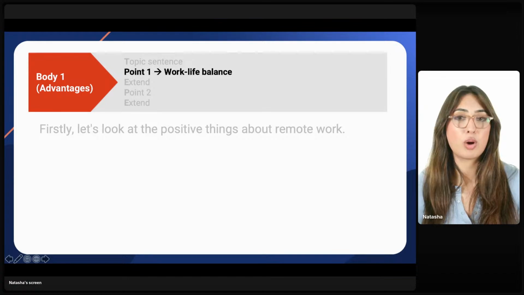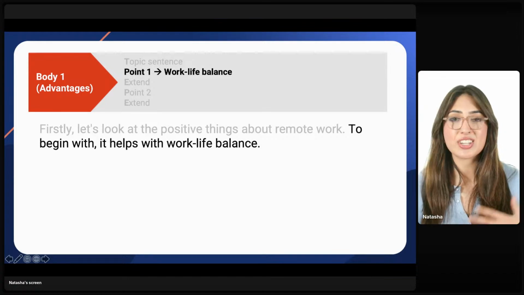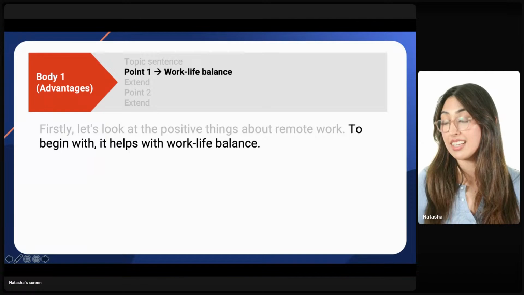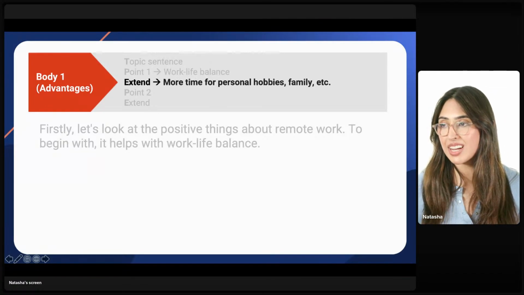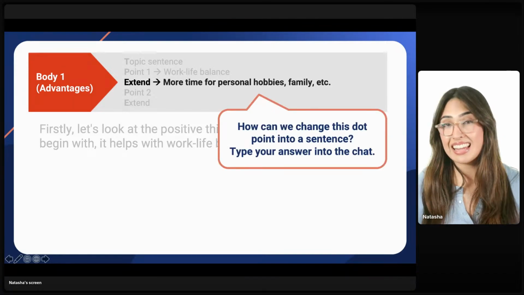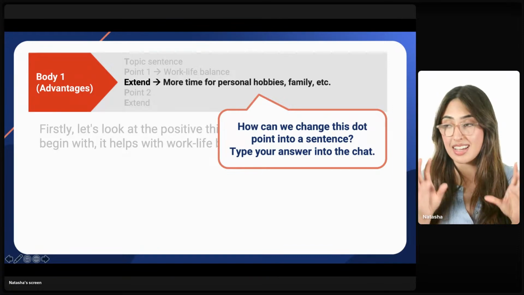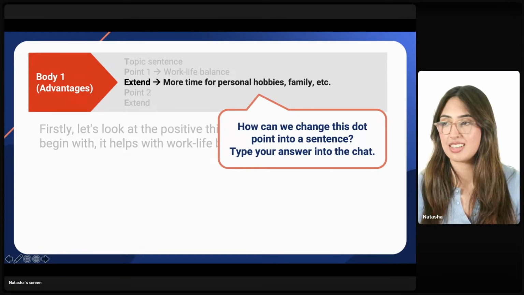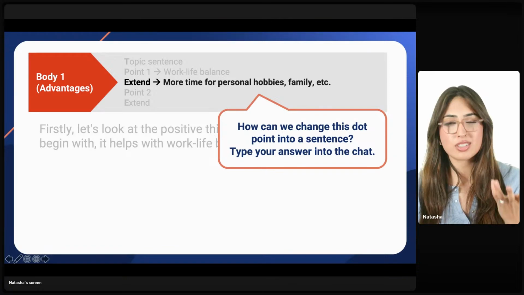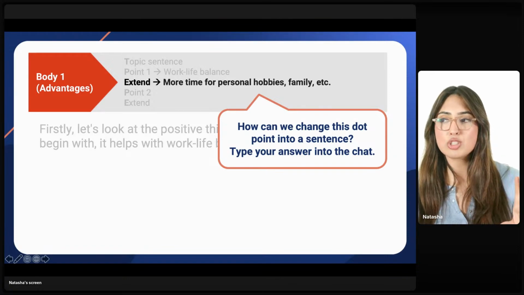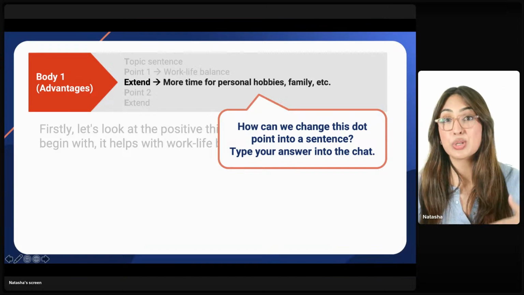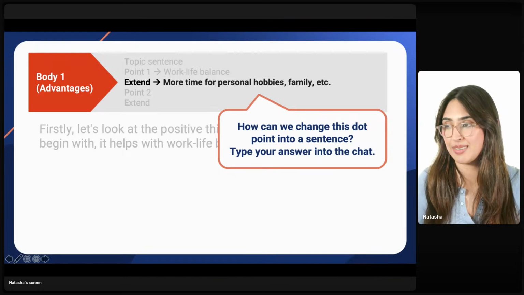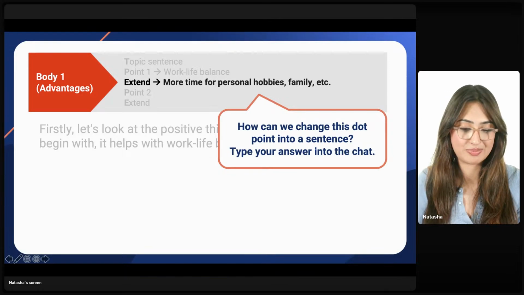Point 1 is all about work-life balance, and here's how I've phrased it in a sentence. To begin with, it helps with work-life balance. I'm now ready to extend using the point that I had made in my plan, and let's change this dot point, this idea, into a sentence. I want to hear from you now. Type your answer into the chat. How would you change this dot point, more time for personal hobbies and family, into a proper sentence in our essay? I'll give you a moment now.